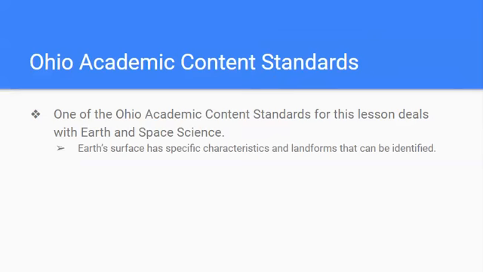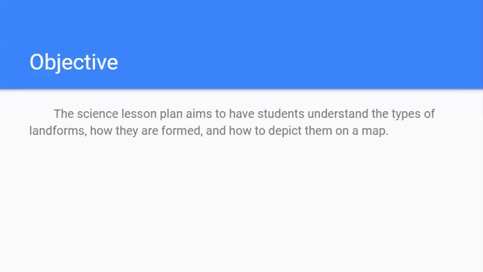The Ohio Academic Content Standard that this lesson falls in is one of the Ohio standards with Earth and space science. This standard deals with Earth's surface, which has specific characteristics and landforms that can be identified. The objective of this lesson is that it aims to have students understand the types of landforms, how they are formed, and how they are depicted on a map.